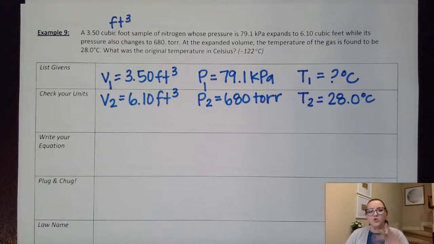Now, this is where you kind of get to pick what unit you want to use. We either need to get these both into kPa, or we need to get these both into torr. I wouldn't take it into some other unit because then you have to convert both of them. I would just take one into the same unit as the other one. I'm going to put both of these into torr, but again, it really doesn't matter.